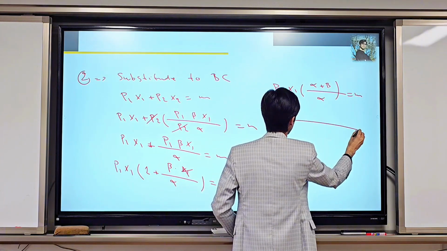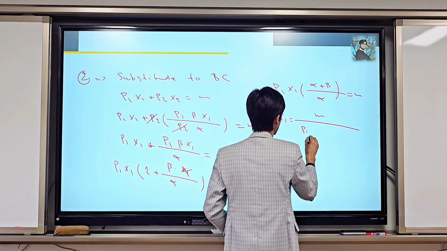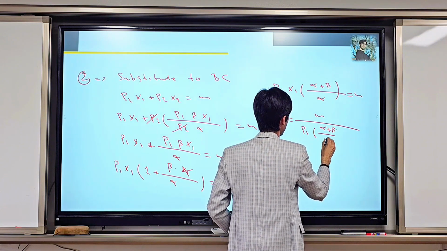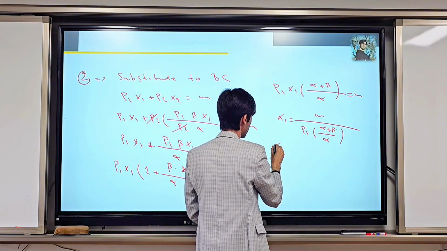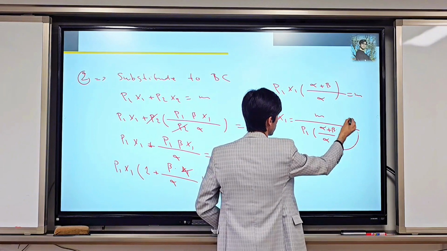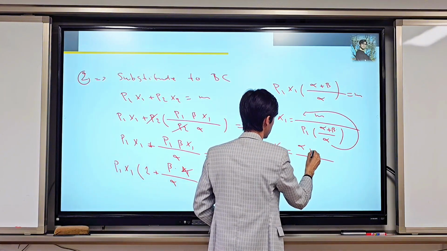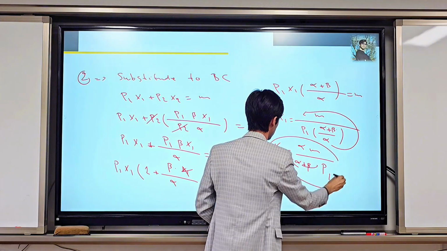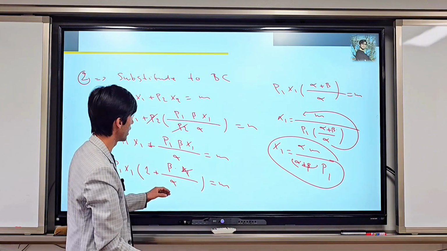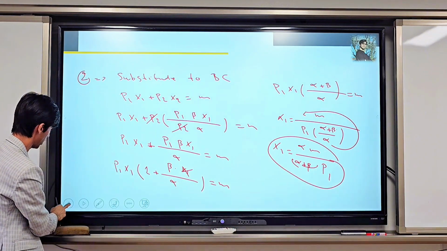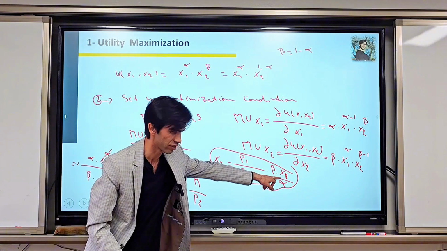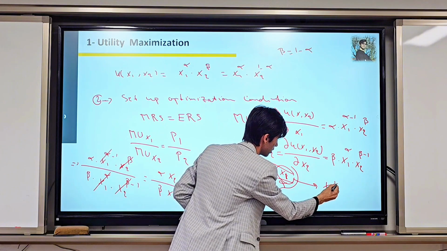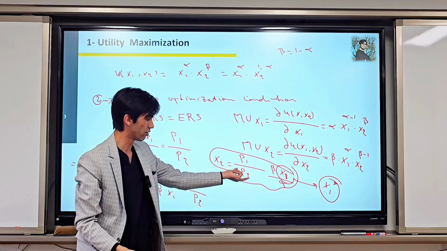Divide everything by this one, m P1 alpha plus beta divided by alpha. When you simplify it, this alpha will move here. Then we will have alpha plus beta multiplied by P1. So now we have x1. Then we already find out our x2 in terms of x1. Just plug the value of x1 star here, then you will find out x2.